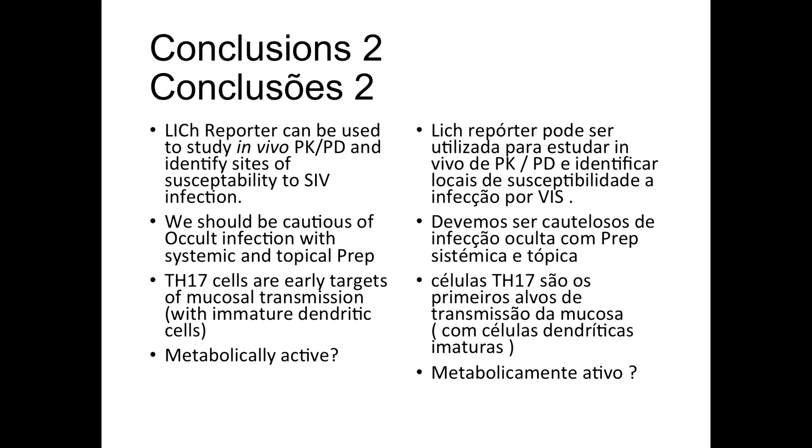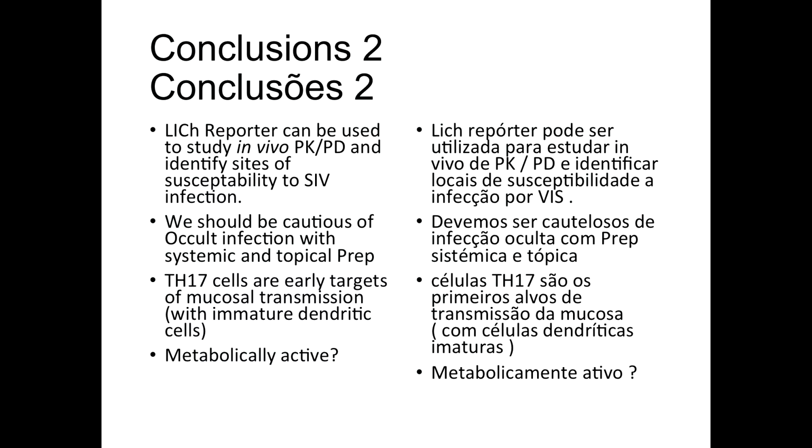So conclusions 2 is the LICH. We call it LICH because it's luciferase iRFP cherry reporter. It can be used to study in vivo PK and PD and identify sites of susceptibility to SIV infection. We need to be cautious of occult infection with systemic and topical PrEP. And then the theme is emerging that these Th17 cells are the preferred early targets of mucosal transmission, along with these immature dendritic cells, at least in the female reproductive tract and the rectal compartment. We're also looking at some other modes of transmission, and we're a ways behind there.